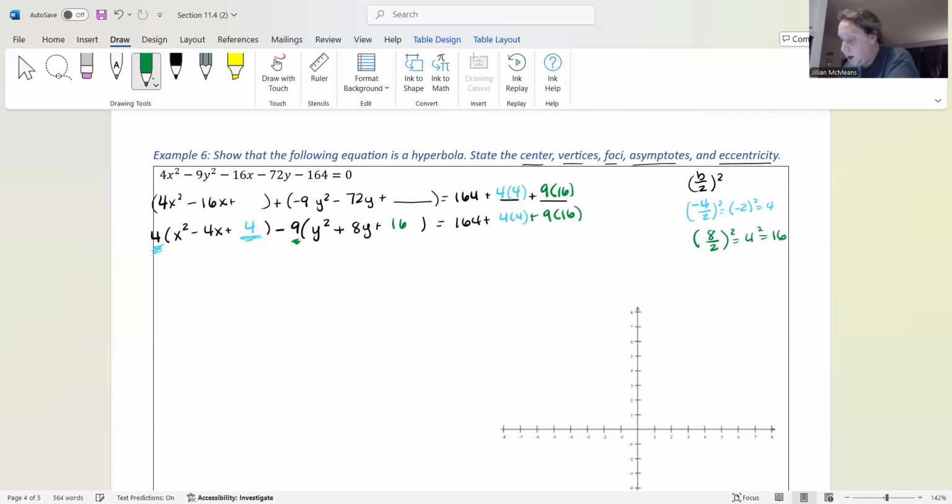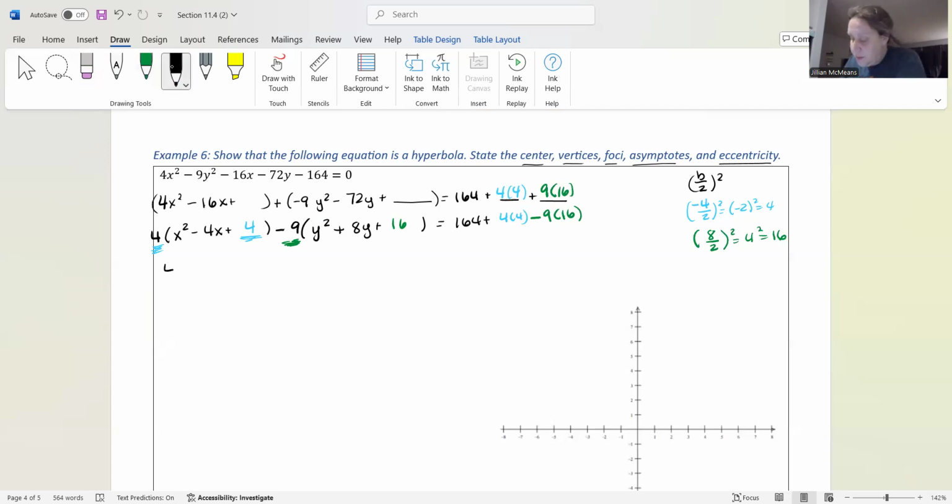Oh, wait a minute. It's negative 9. Hold on, let me fix this. Because we have a negative 9 out here, when I distribute that negative 9 back through, that actually makes this negative 9 times 16. Be very careful. Please check that sign and make sure you've got the negative 9 on the right. So negative 9 times positive 16. Okay, so now we can do the factoring part.